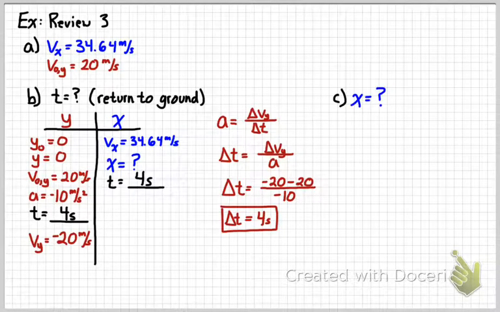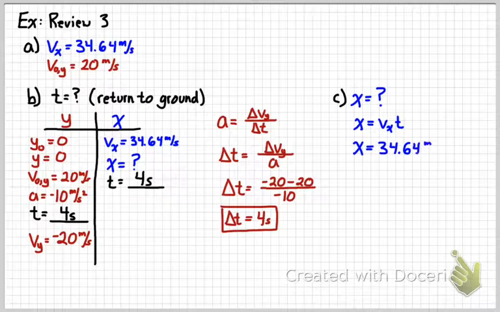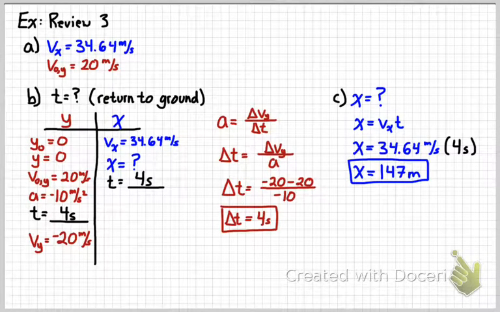Now I can figure out what x is. Again, remember the velocity is constant. And so we just multiply the velocity by the time and get about 147 meters.